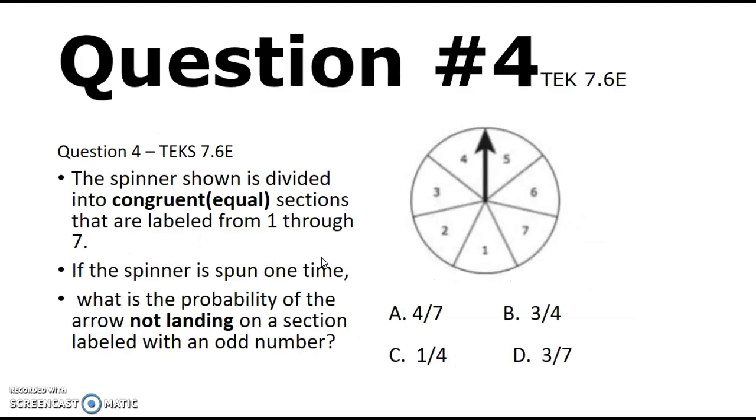Question number 4, 7.6e. The spinner shown is divided into congruent or equal sections that are labeled 1 through 7. If the spinner is spun one time, what is the probability of the arrow not landing on the section labeled with an odd number? A. 4 over 7, B. 3 over 4, C. 1 over 4, or D. 3 over 7.